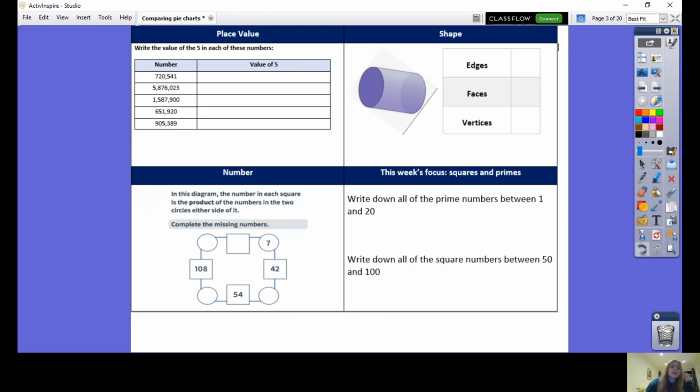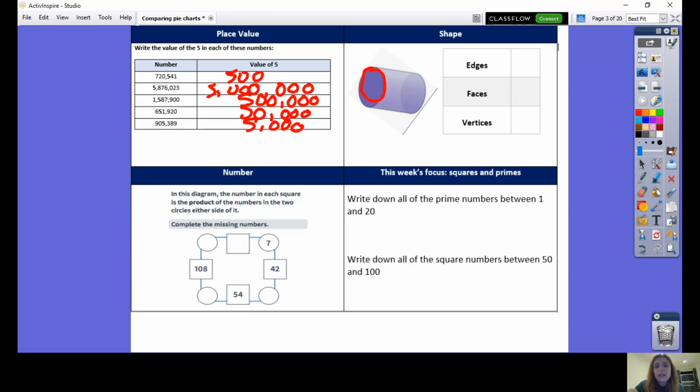Okay, so for the first question, it was a place value question, and you had to write down the value of the 5 in each of these numbers. So the value, not the place value column. So the 5 here is in the hundreds, that's 500. Here it's in the millions, so that's 5 million, 3 zeros. 500,000, 50,000, and 5,000.